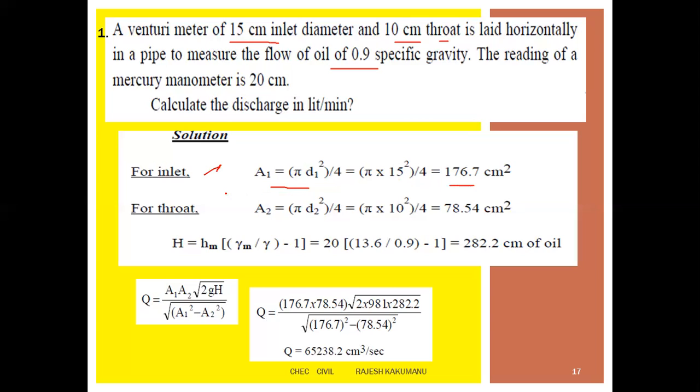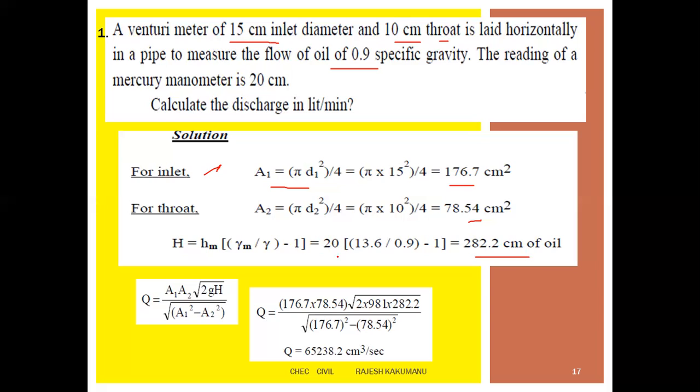Then the same thing for the outlet. A2 is equal to pi d2 square by 4, that is pi into 10 square by 4, since the throat is 10 centimeters. So we have got this value. Next, H is equal to hm into (gamma m by gamma minus 1). That is the final formula, using the mercury reading of 20 centimeters.